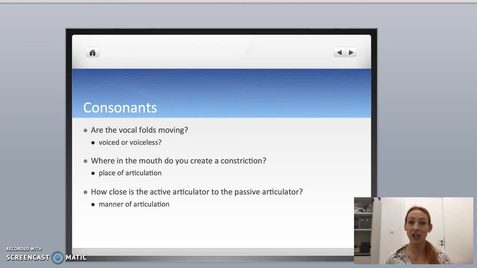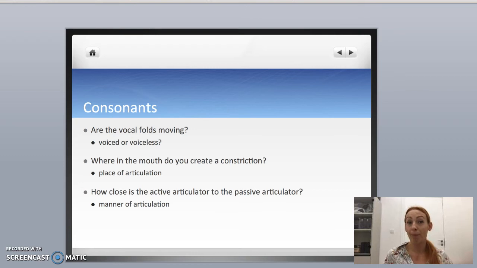So first of all, voicing. Voicing is when you produce a consonant together with voice. So for example, for the sound, there is nothing happening in your larynx. There is no voicing. Your vocal folds are not doing anything. But for the sound, you can hear that the vocal folds are moving. We produce the sound with voice.